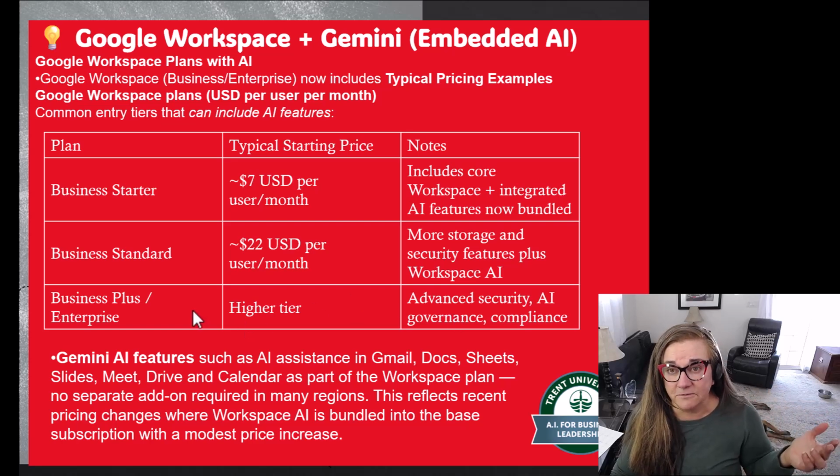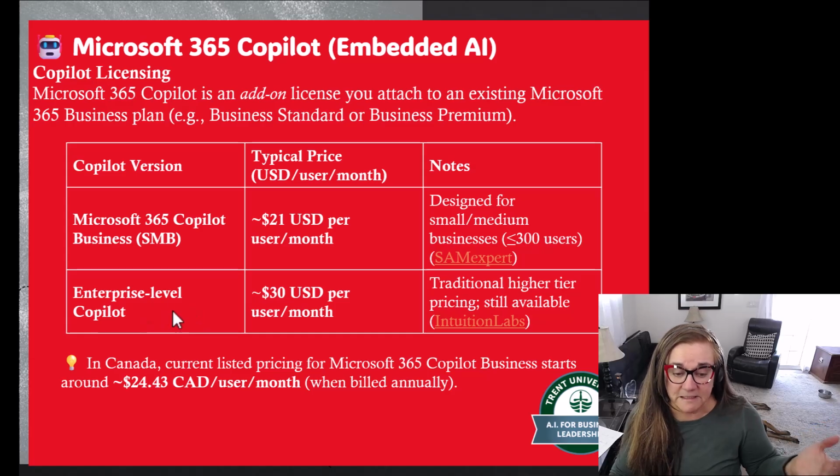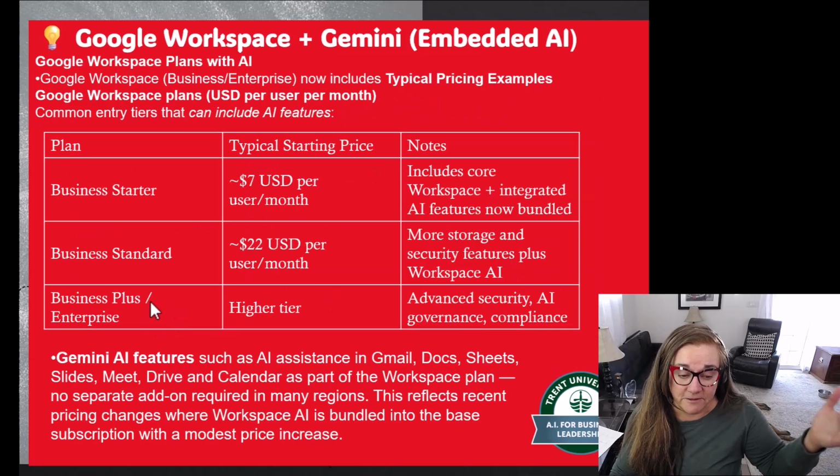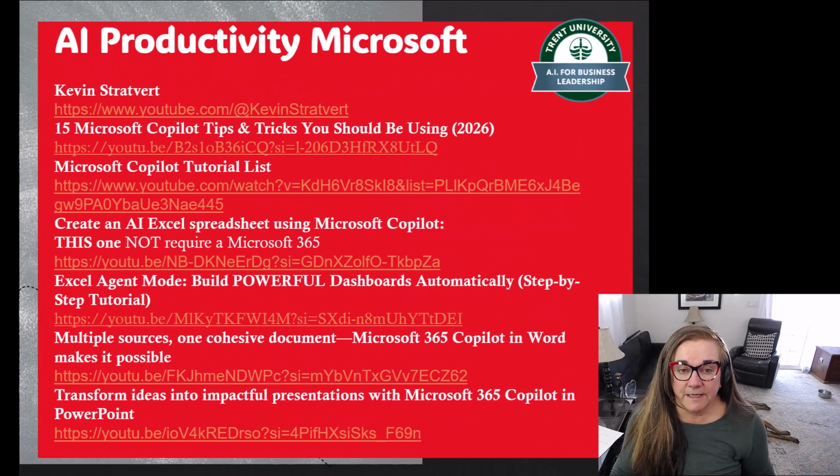So the highest tier, just like enterprise level on Copilot, we have enterprise level on Google. Okay, so that's kind of an overview. These are a number of AI productivity videos that I find useful.